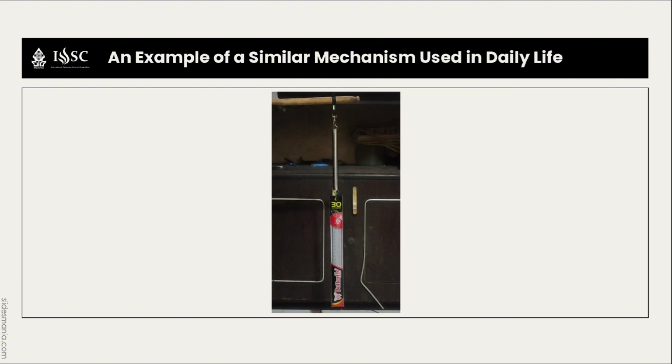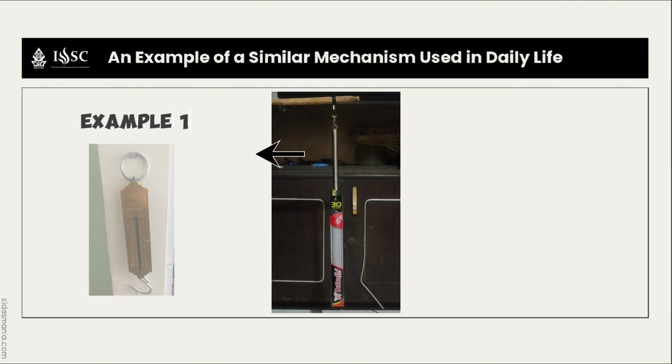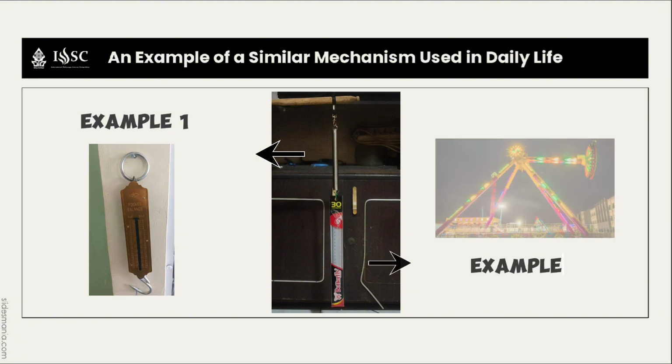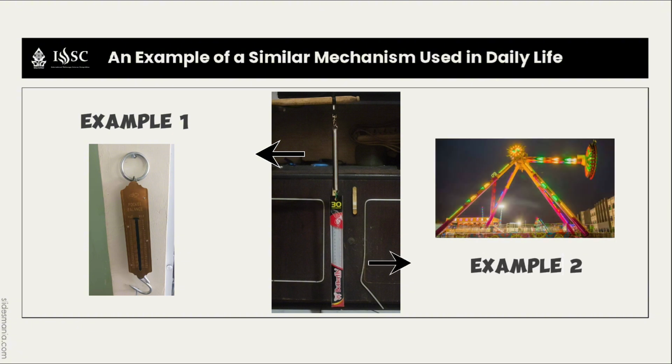There are 2 examples. The first example is a spring scale. A spring scale is a device that uses a spring to measure the weight of an object. When a load is hung on the end, the spring will stretch and the scale on the device will show the weight of the object based on the spring's extension. The second example is amusement park rides, such as a pendulum ride, which uses the principle of a pendulum to provide an extreme swinging sensation.